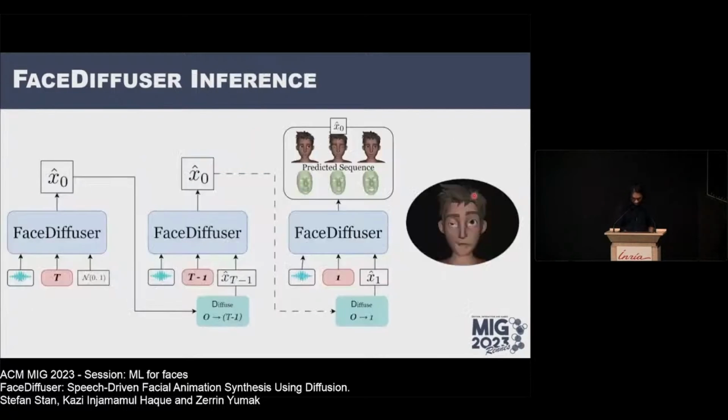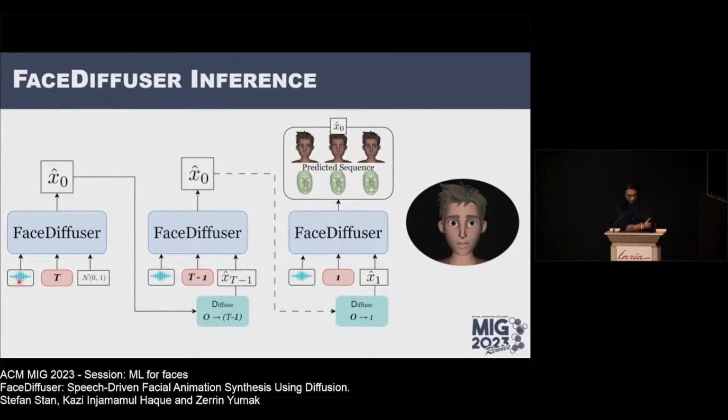Okay, let's move on to the inference process. Inference is an iterative process that starts from capital T and goes all the way down to 1. In this process, noise becomes coherent animation, coherent with respect to the condition, which is our audio.